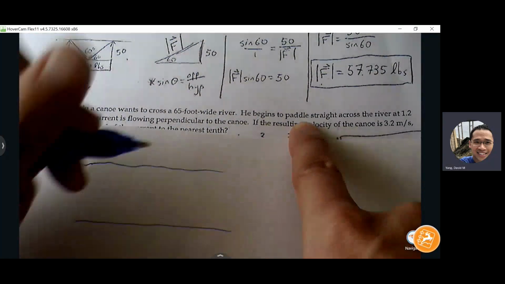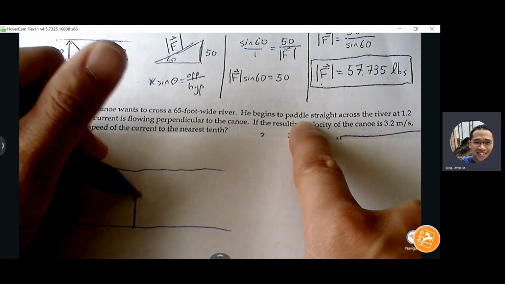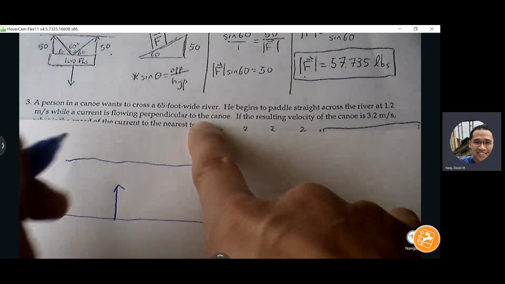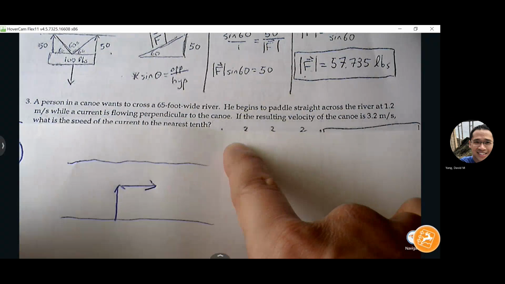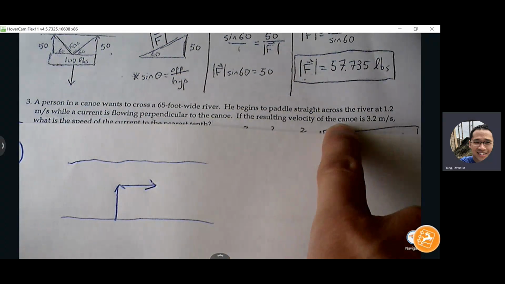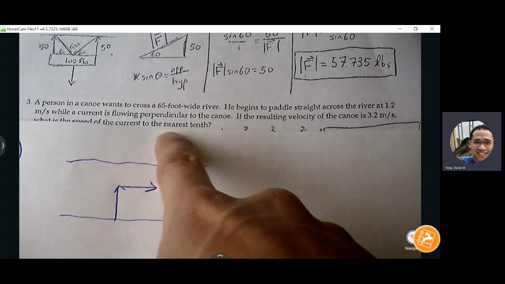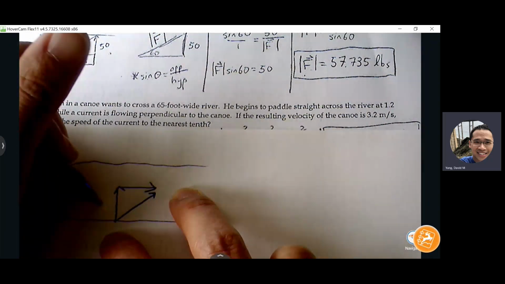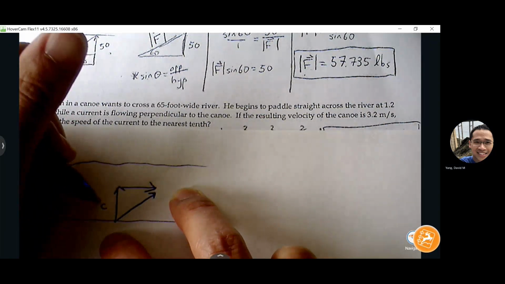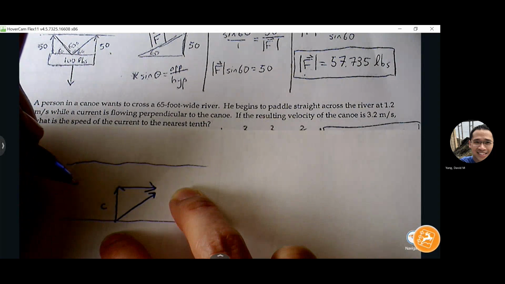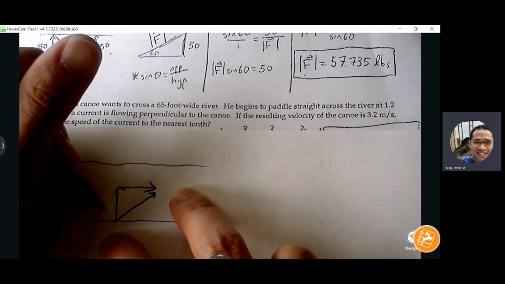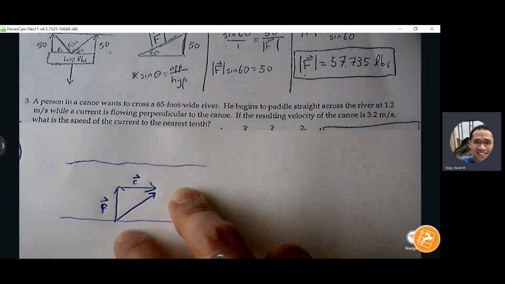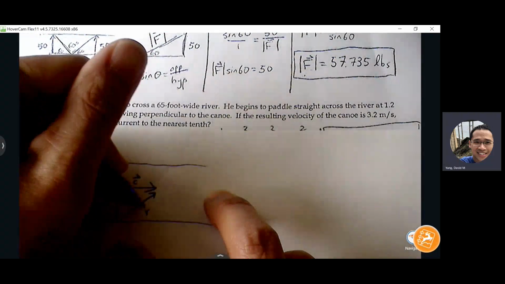He begins to paddle straight across the river at 1.2 meters per second, while a current is flowing perpendicular to the canoe. If the resulting velocity of the canoe is 3.2 meters per second, what is the speed of the current to the nearest tenth? So we can label everything here, right? Here I have the magnitude for my canoe, I'll just do P for the person here. The current is perpendicular, and then the resulting vector is here.